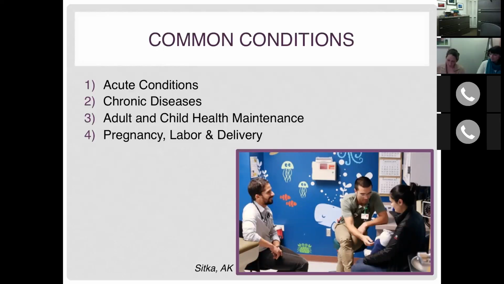Pregnancy and labor and delivery: not all sites will have pregnancy and labor and delivery. There's 9 conditions, and you're required to see 7 out of the 9. If your site does not have pregnancy or labor and delivery that you're able to see, then you will be required to see the FM case in its place. And we'll discuss those in more depth in a little bit.